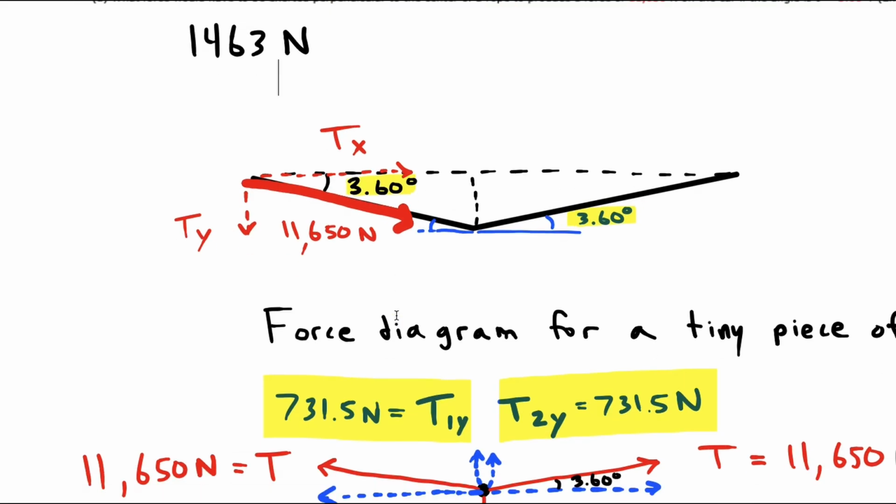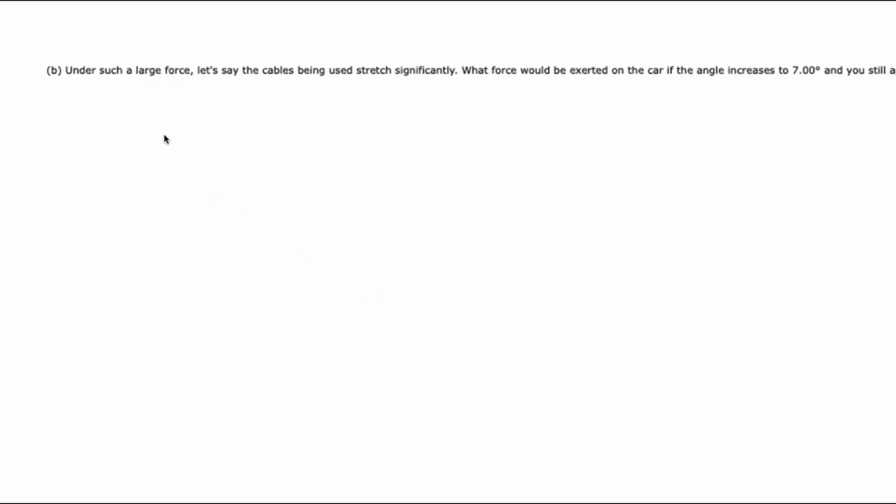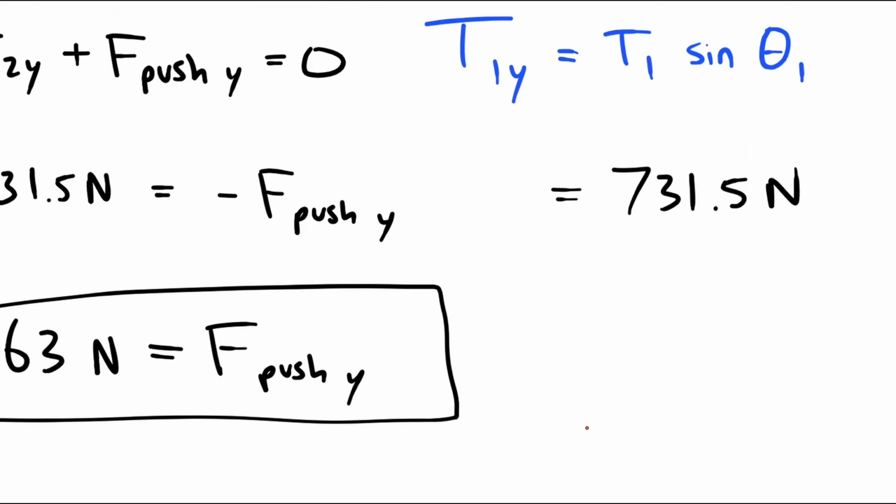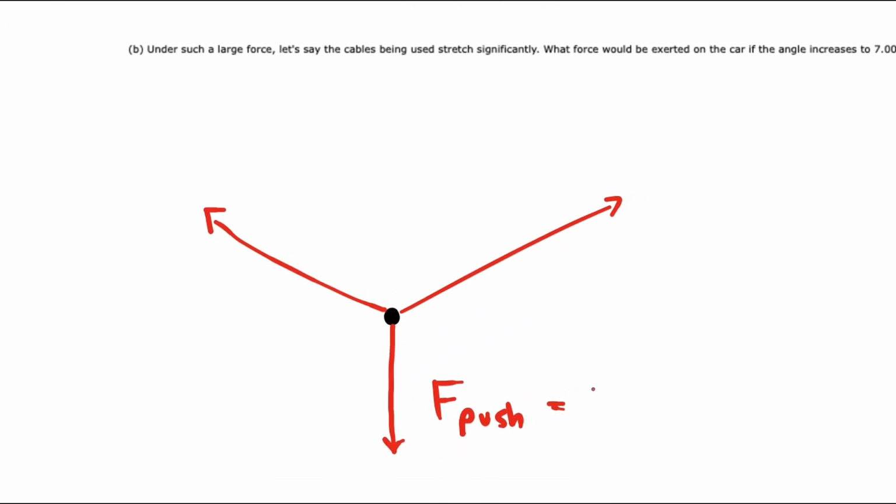Does that make sense? Okay, so part B says, under such a large force, let's say that the cables get stretched significantly, what force would be exerted on the car if the angle were to increase to 7 degrees, but you're still applying the same force that you found in part A? So I'll draw another diagram. Now my force of push remains 1463, but we have a new angle of 7 degrees.